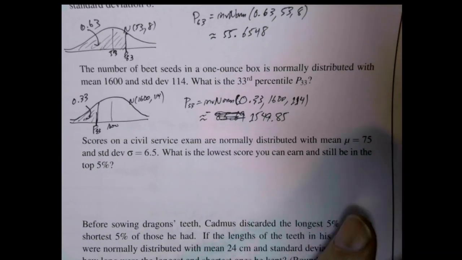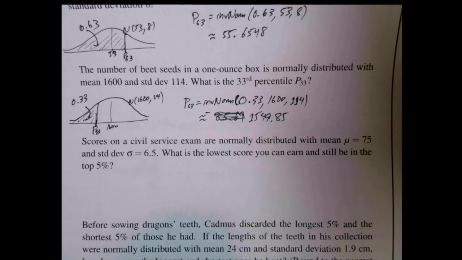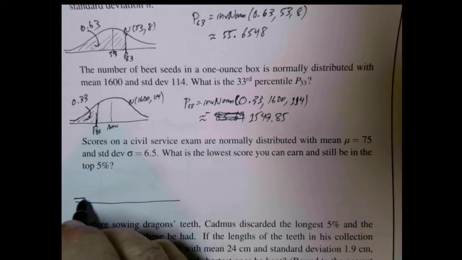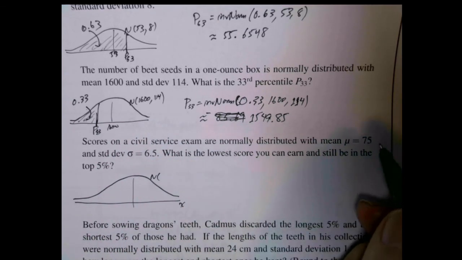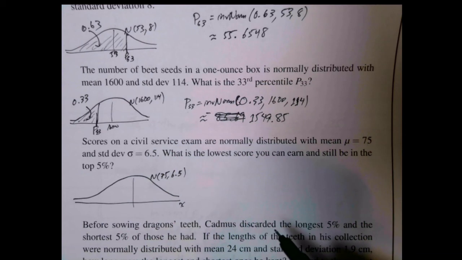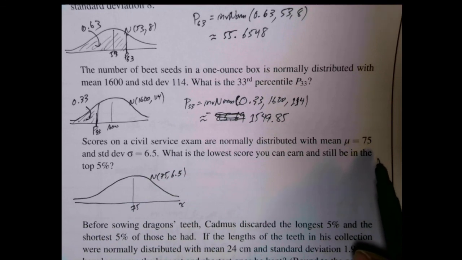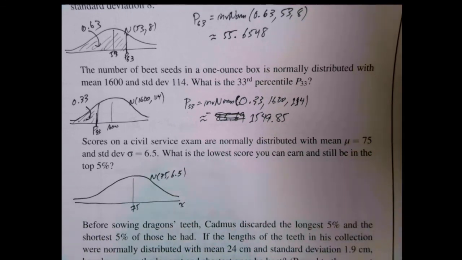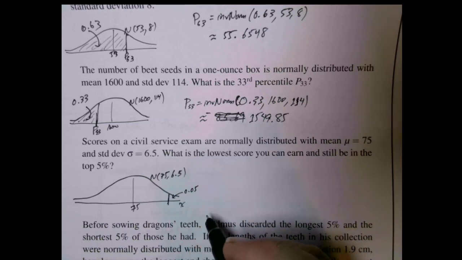All right. Well, I bet you can guess the answer to the next one. Scores on a civil service exam are normally distributed with mean 75 and standard deviation 6.5. Let me draw a picture before I go further. So this is the normal curve. We call this axis X. The normal curve with mean 75 and standard deviation 6.5. What am I asked for? What is the lowest score you can earn and still be in the top 5%? Well, that would be the cutoff for the top 5% here. So this area here would be 0.05.